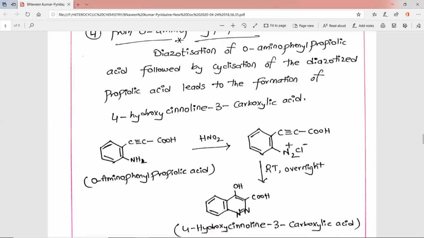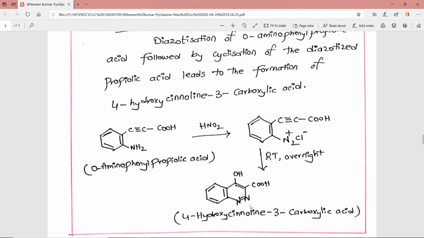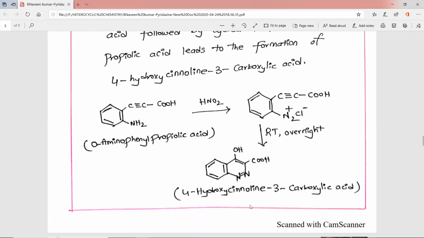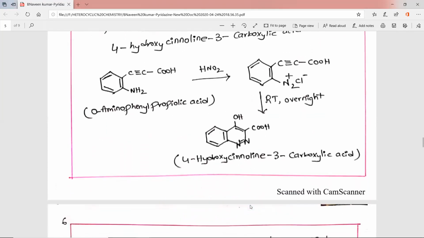So we can see here there is an amino group. This compound is ortho-aminophenyl propiolic acid. The primary amino group is subjected to diazotization. It is converted to a diazonium chloride, which on keeping at room temperature overnight undergoes cyclization to form a benzo-fused 1,2-diazine derivative. This is a method for the preparation of benzo-fused diazines.